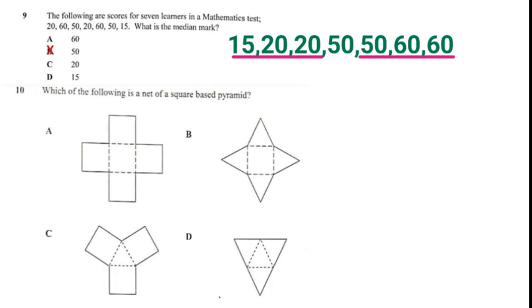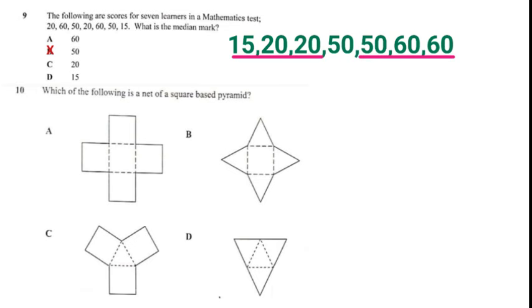Question 10 was, which of the following is a net of a square-based pyramid? Now, you need to take note of the name, which is square-based pyramid. I'm sure by now you know that the name of a pyramid is derived from the base of the pyramid. So if the shape of the base is a square, that pyramid will be called a square-based pyramid. If it is a triangle, it will be called a triangular based pyramid. So here we are asked to find the square based pyramid.